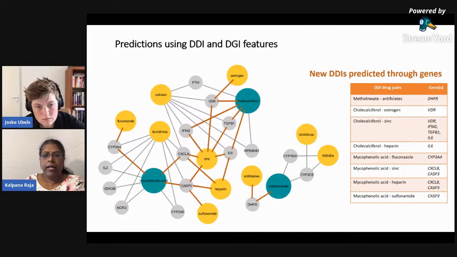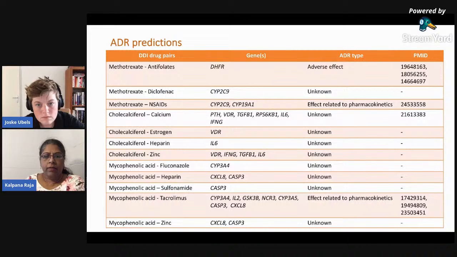All these new DDIs are not yet published, but we can show the information through the interacting genes. For all these new DDIs, the corresponding ADRs are shown here. As I mentioned earlier, we just adapted the ADR type from the DDI corpus. If you see the first example, methotrexate and antifolates, the interacting gene is DHFR. The adverse drug reaction is adverse effects. We were able to find literature evidence for this one.